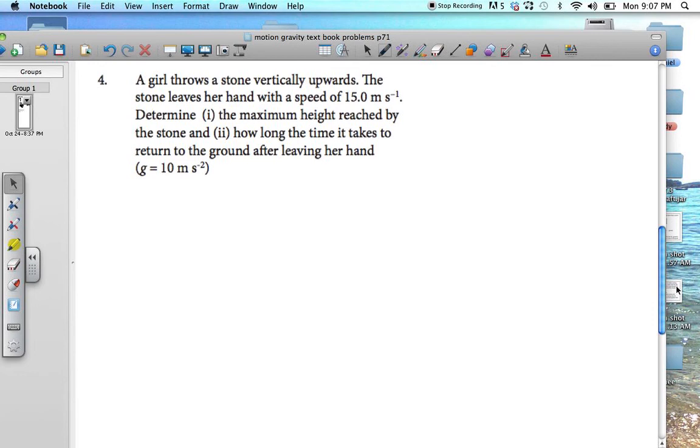Next one, a little bit more complicated. A girl throws a stone vertically upwards. The stone leaves her hand with a speed of 15 meters per second. Now just looking at this, so we've got the ground there. This is the ground. The stone is shot off the ground at 15 meters per second.